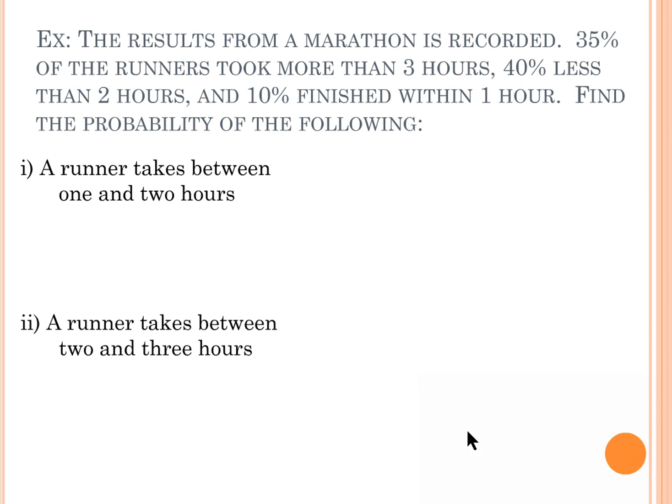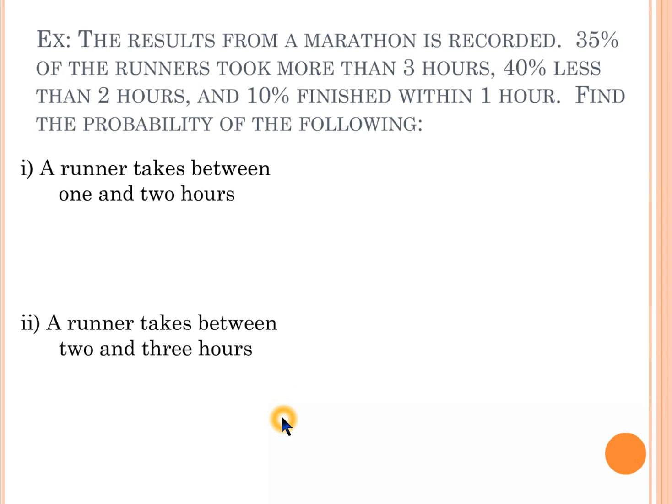Final problem of the lesson. The results from a marathon are recorded. 35% of the runners took more than 3 hours, 40% less than 2 hours, and 10% finished within 1 hour. Find the probability of the following. So I guess we have a running problem. I want to know the probability for a runner that takes between 1 and 2 hours, and I also want to know the probability for a runner that takes between 2 and 3 hours.